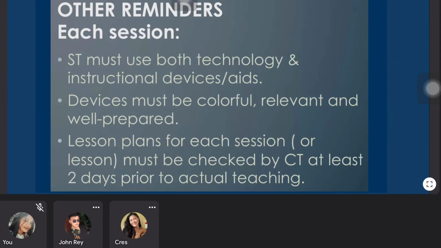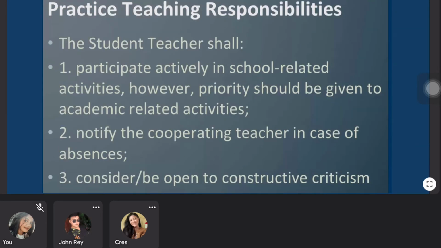So ipa-check na nato siya sa atong critic teacher 2 days pa lang prior sa atong actual teaching. And then practice teaching responsibilities. Okay, so the student teacher shall participate actively in school related activities. However, priority should be given to academic related activities.